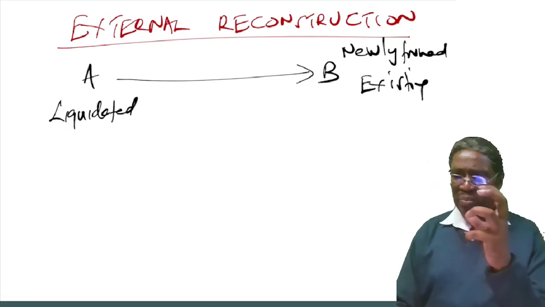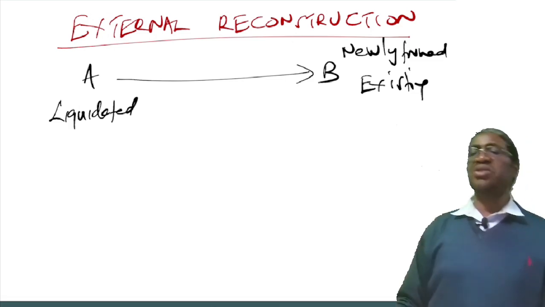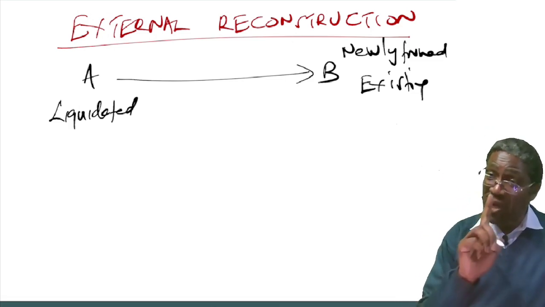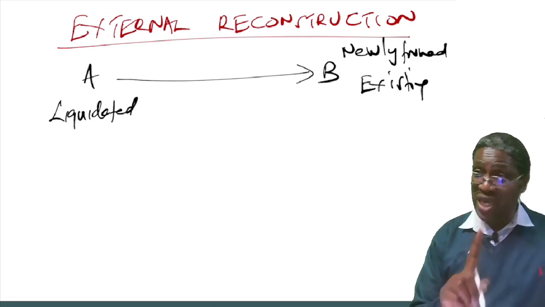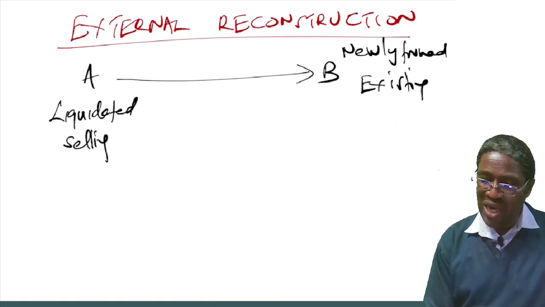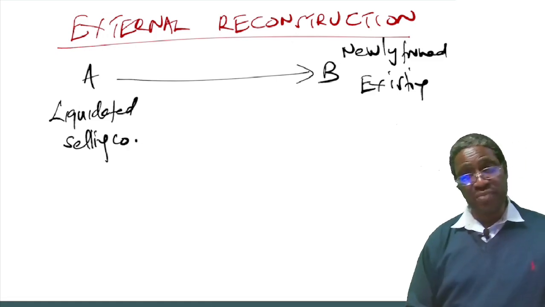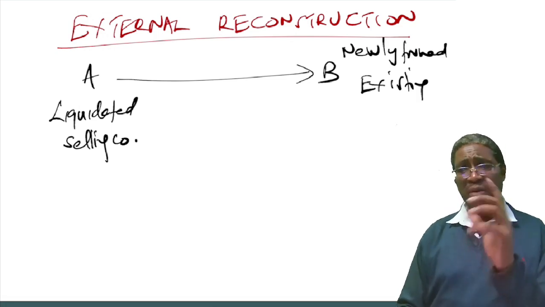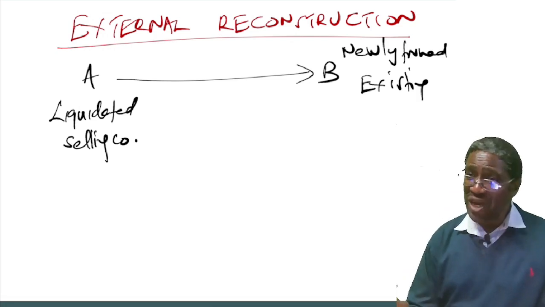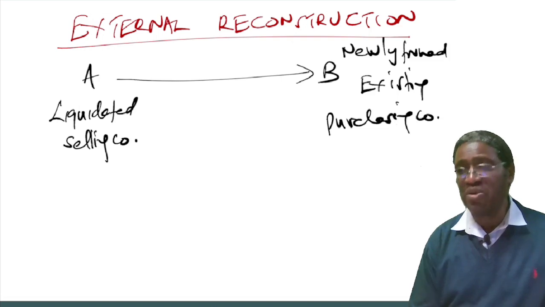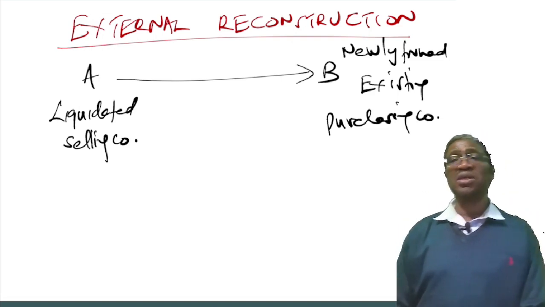Now, company A, we said, is to be liquidated. And so company A is selling their business. So we shall be referring to company A as the selling company, while company B, which is purchasing the business of company A, we shall be referring to as the purchasing company.